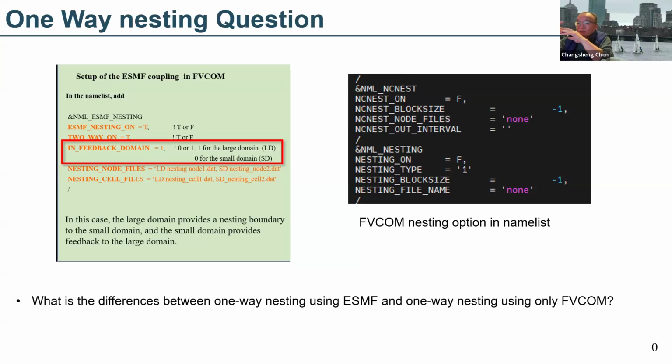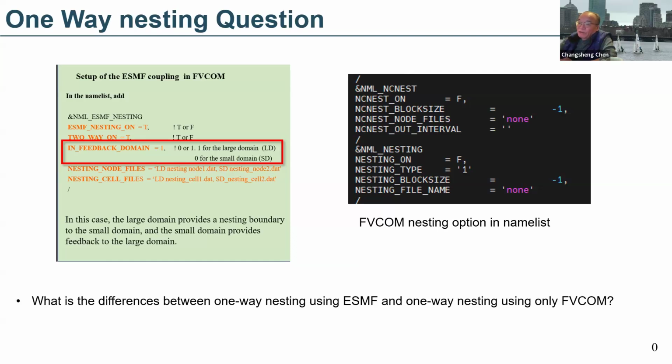In the coding you set up a nesting, but two-way. Before we talk about that, the first one, the question, is one-way: the data comes from one direction, from the larger domain to the small domain, and doesn't consider feedback from the small domain to the larger domain. But ESMF does two-way coupling, and meantime it can also use one-way nesting. You see the difference between the one-way nesting in ESMF and the one-way nesting in FVCOM?